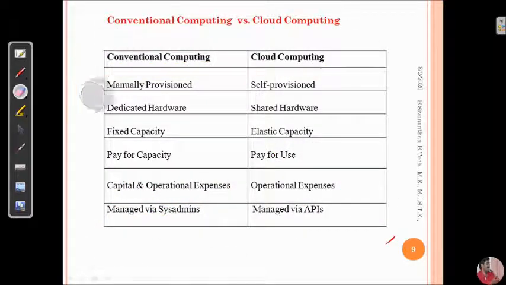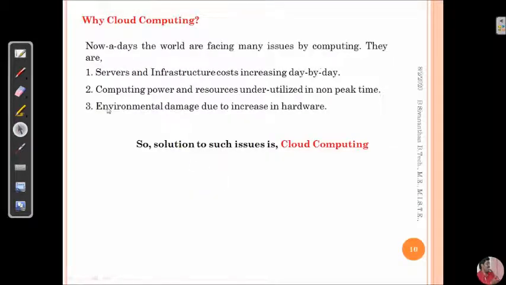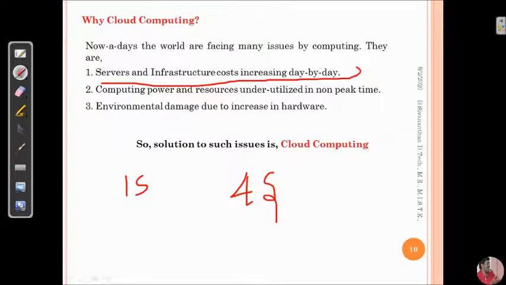Next, we are going to see why we need cloud computing. As I explained in a previous video with an example, in normal time I own one server, but in peak time I go for a set of four servers. That is one of the biggest disadvantages in traditional computing. The cost of the servers and infrastructure is increasing day by day. This is one of the disadvantages in traditional computing.